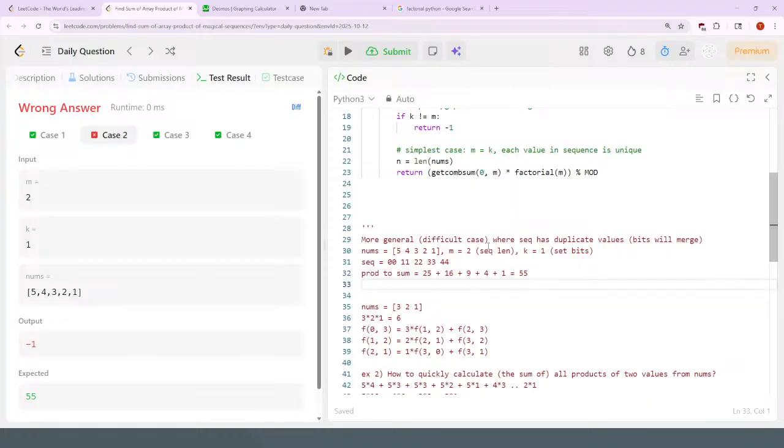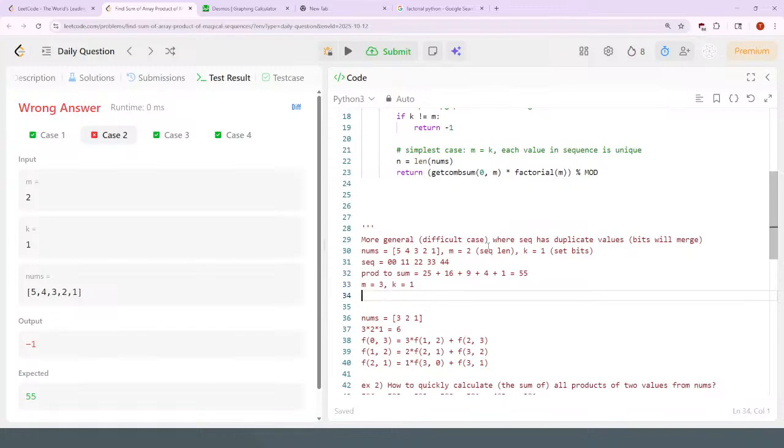Okay, so what if it was something like m equals 3, k equals 1. So you need 2 of them to be duplicates, and then the other one should be 1 bigger in order to combine with the duplicate sum. So the sequence would be like 0, 0, 1 or 1, 1, 2, 2, 2, 3, 3, 3, 4. Is there any other ones? I don't think so.